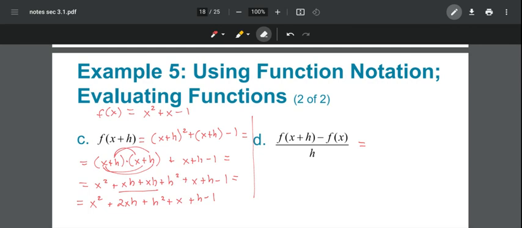Okay. So first, this is a longer process. We already evaluated f of x plus h, which is this. So to calculate that ratio, I'm going to substitute f of x plus h with x squared plus 2xh plus h squared plus x plus h minus 1, minus f of x. F of x, we're going to copy the function equation, and we will divide each by h. So first, this is our f of x plus h. So let's substitute.